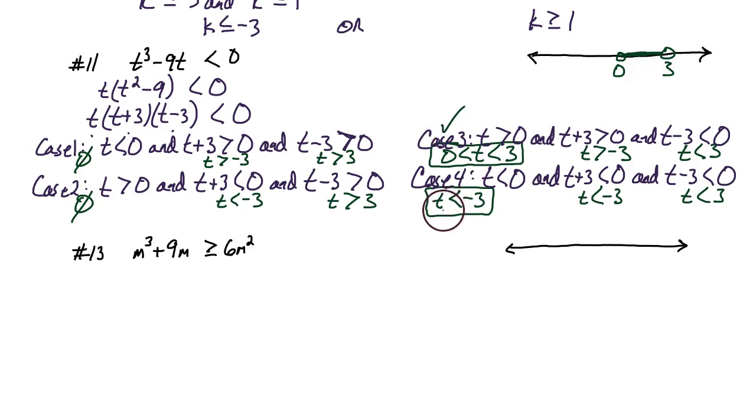Now case 4, let's show less than negative 3. Here's negative 3, here's an open dot, and shade less than. So this piece takes care of the case 4.